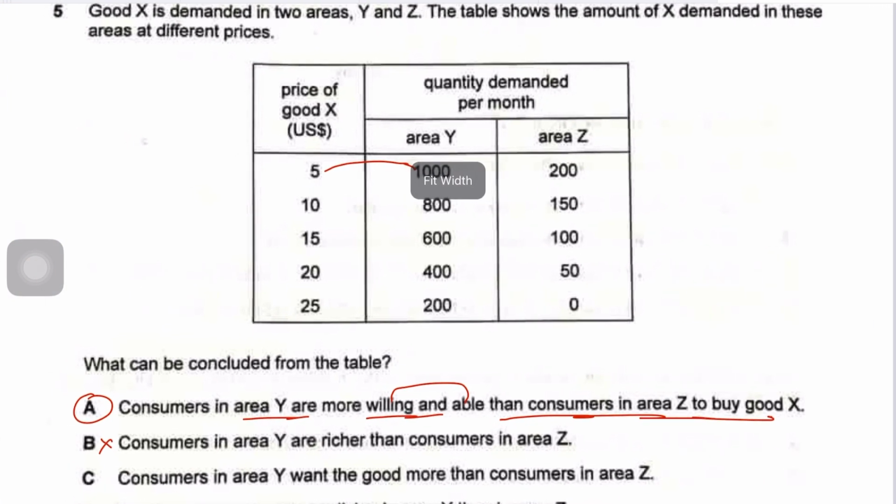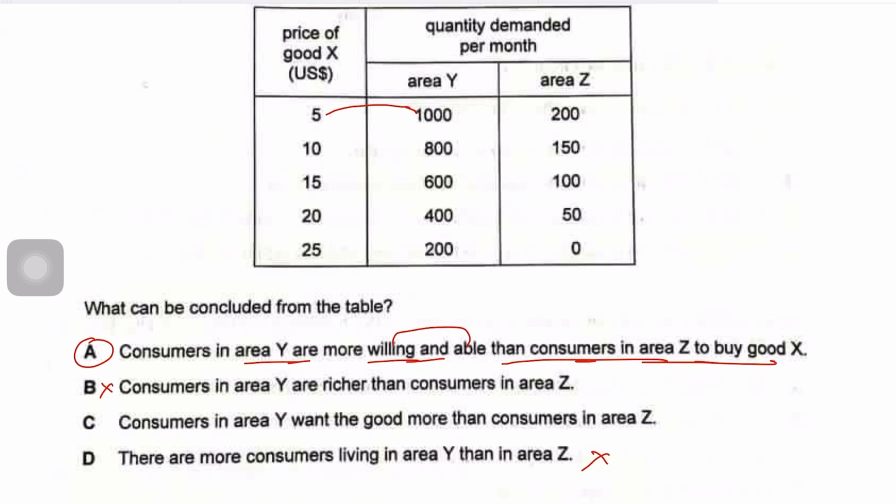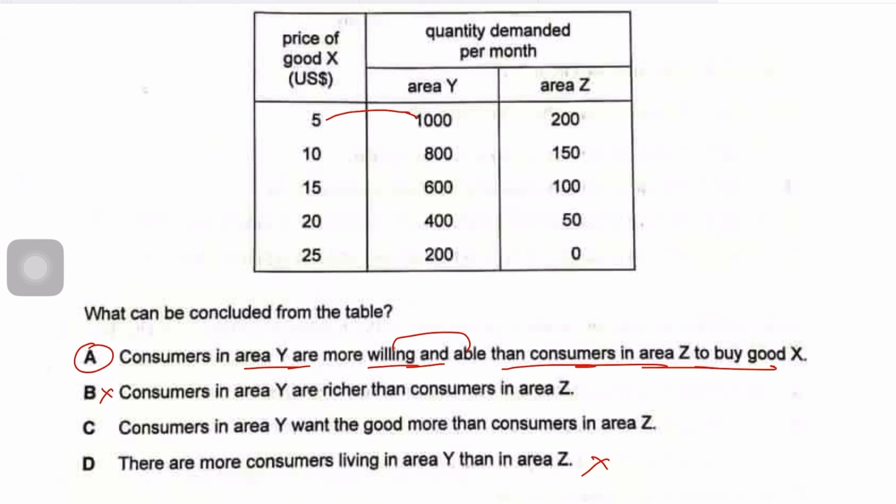Consumers in area Y are more willing and able than consumers in area Z to buy the good X, which is clearly showing that the quantity demanded of good X in area Y exceeds the quantity demanded of good X in area Z at each and every price.